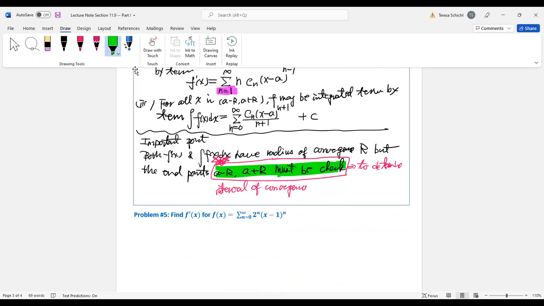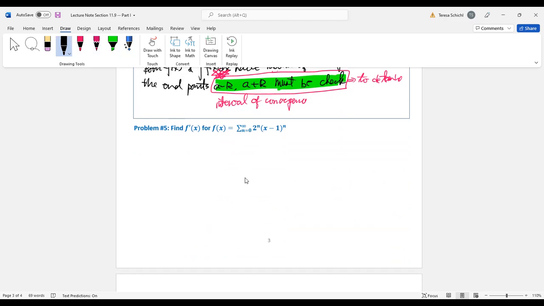Okay, so let's take a look at a couple of examples here. For this one here, we want to find the derivative. So okay, this one is good. We have f prime of x, which will be just the derivative of the function inside. So this is 2n times n, x minus 1 to the n minus 1 power, right? Okay, that is pretty straightforward.